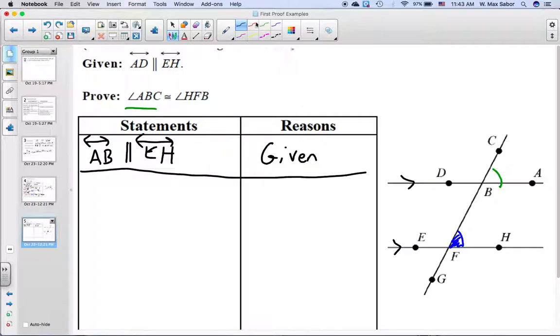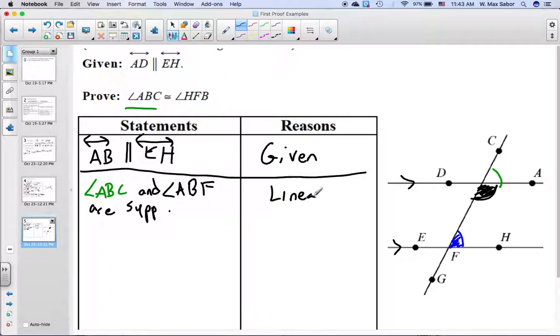The next thing that I know is that ABC is a linear pair with that angle, which is ABF. And ABF are supplementary, and that's because they're a linear pair. Definition of a linear pair.